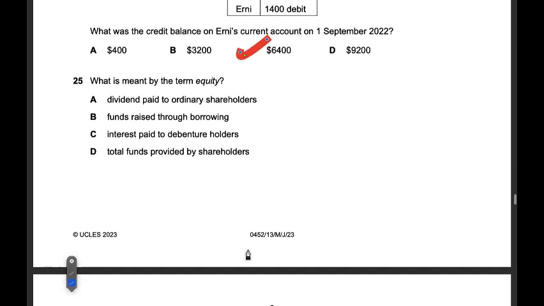What is meant by the term equity? Dividend paid to ordinary shareholders? No, not at all. Funds raised through borrowing, not at all. Interest paid to debenture holders, again, no. Total funds provided by the shareholders, that is correct. That is the capital of the business.